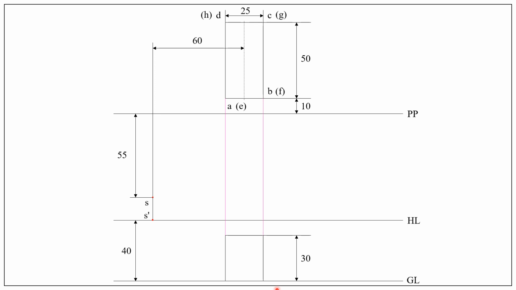We need to name the corner points in the front view also. This corner is A dash, D dash, and this is B dash, C dash, this is E dash, H dash, this is F dash, G dash. Remember, we have named the square prism in such a way that points A, B, C, D are at the top and the points E, F, G, H are at the bottom.